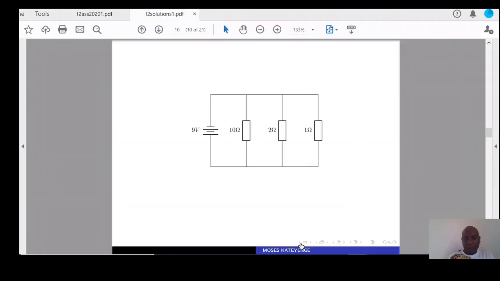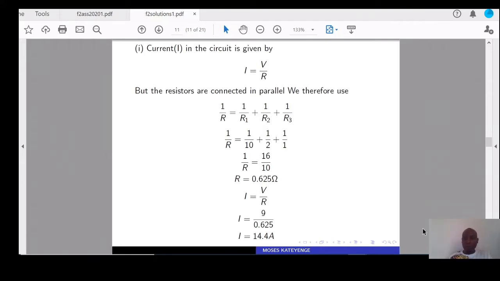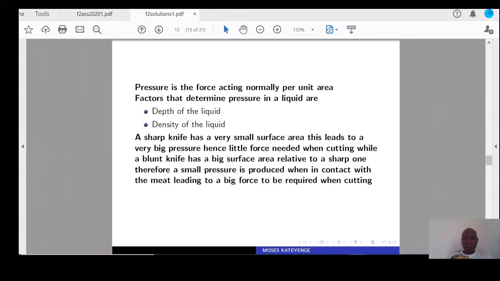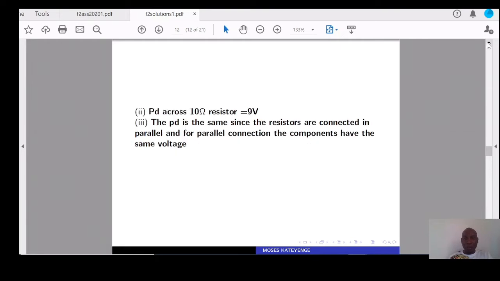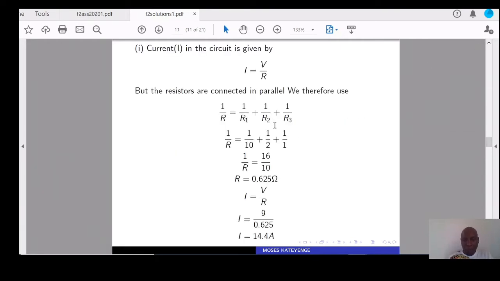This is our circuit where we have 3 resistors that are connected in parallel, and they're connected to a source of 9 volts. Now to get the current that is passing through the circuit, you're first of all going to get the effective resistance of the circuit. And because they're connected in parallel, we are going to use the relationship 1 over R is equal to 1 over R1 plus 1 over R2 plus 1 over R3.